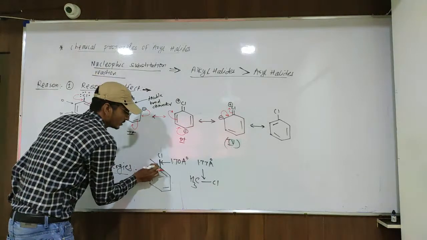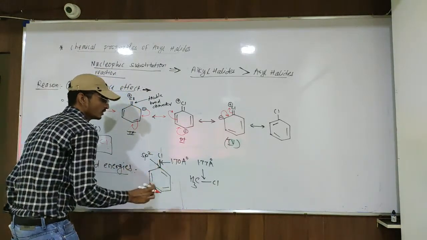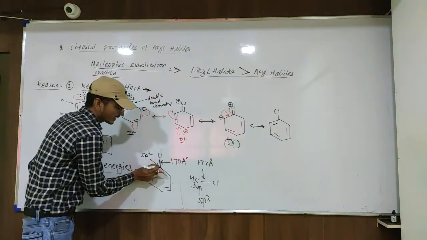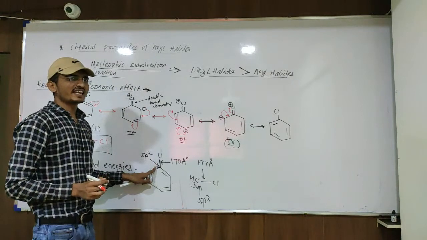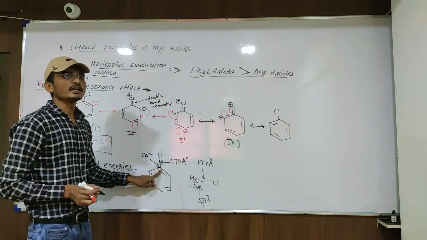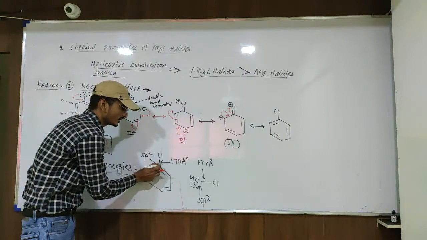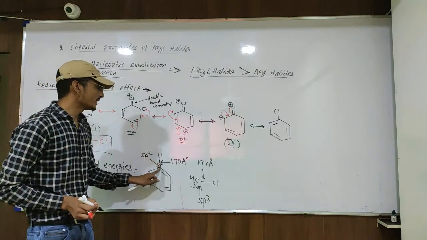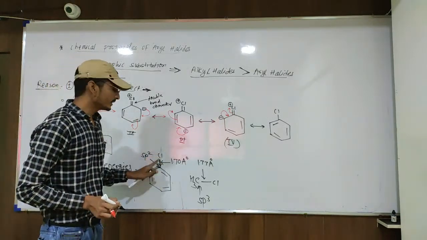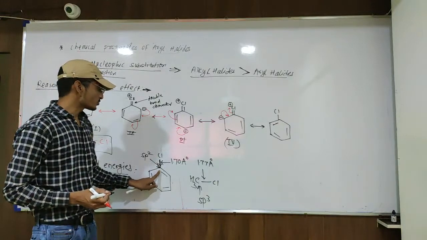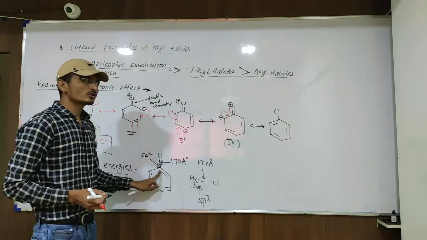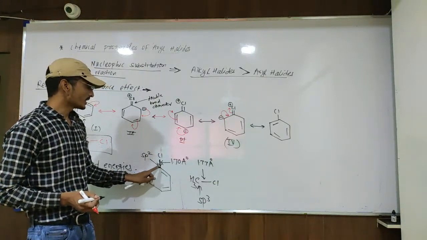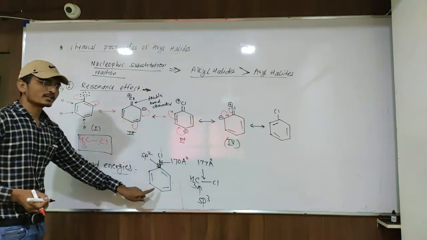In one case the hybridization is sp2, but here the hybridization is sp3. You know that if the carbon hybridization is sp, the s character increases and electronegativity increases, so the polarity goes on decreasing. But this carbon is sp2 hybridized, so it attracts the electron density from the chlorine towards itself. That's why the electronegative character increases and the bond does not break easily. So that's why bond energy is more in the case of chlorobenzene.